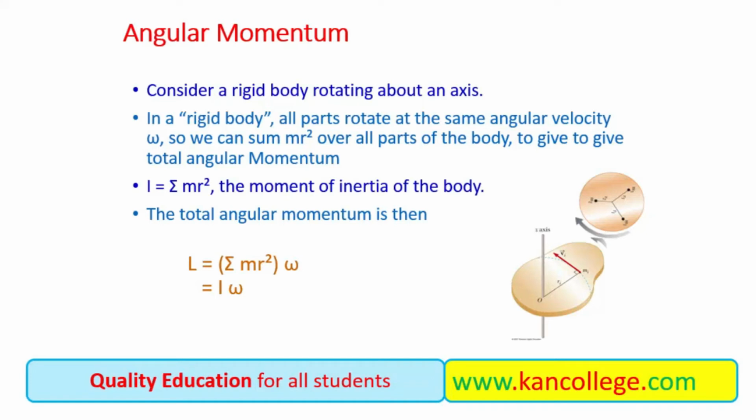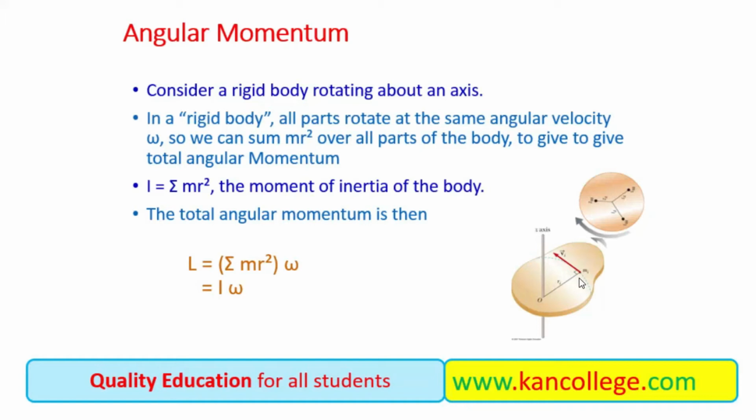Angular momentum of a rigid body. Consider a rigid body rotating about an axis. This whole rigid body can be divided into many masses m1, m2, m3 and so on up to mn. In this rigid body, all parts rotate at the same angular speed omega. So all the parts will have some angular momentum, but moving with the same angular speed.